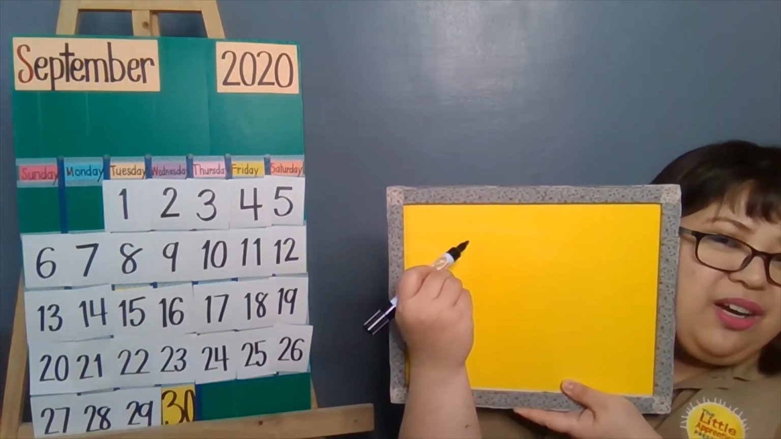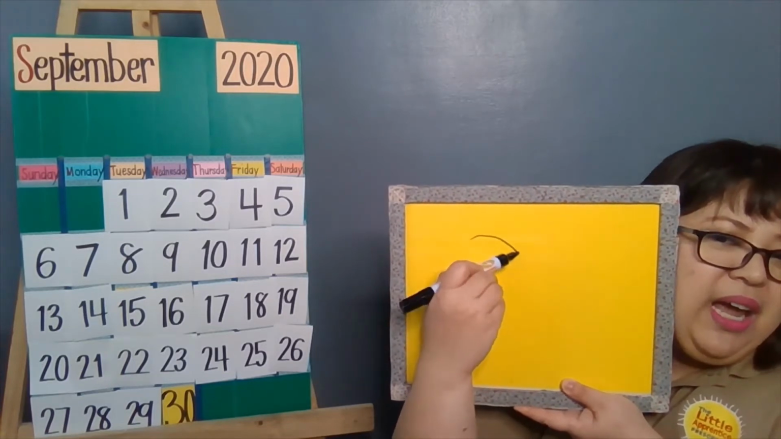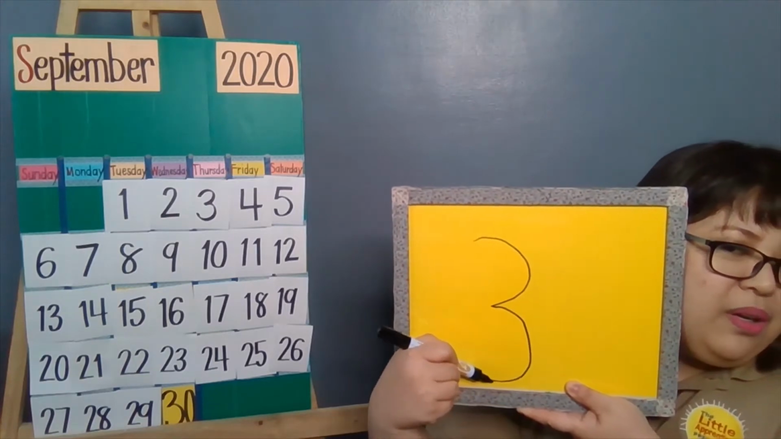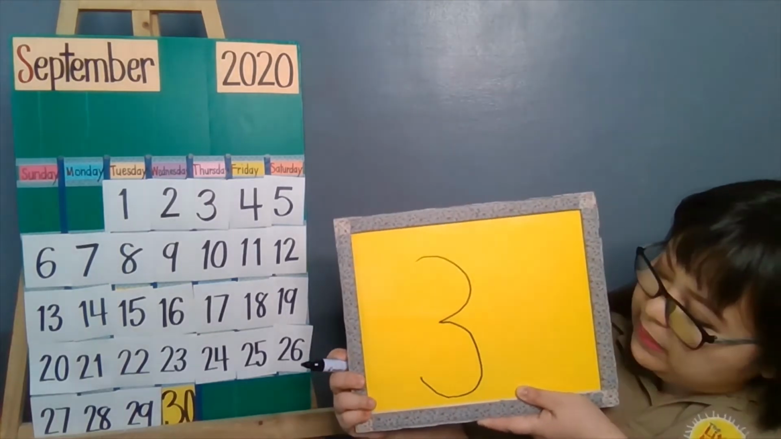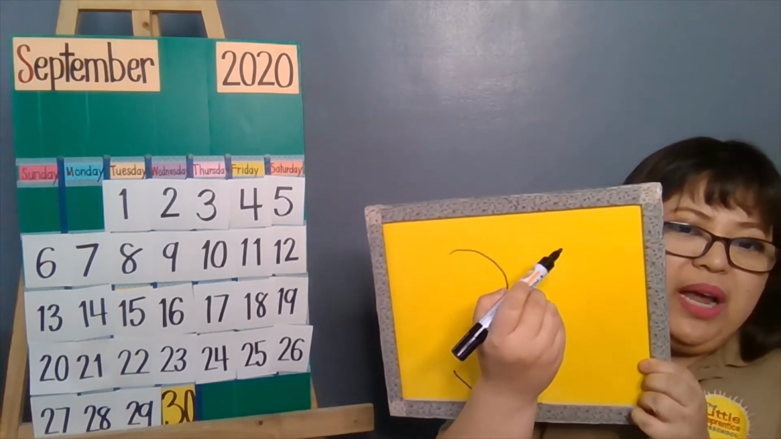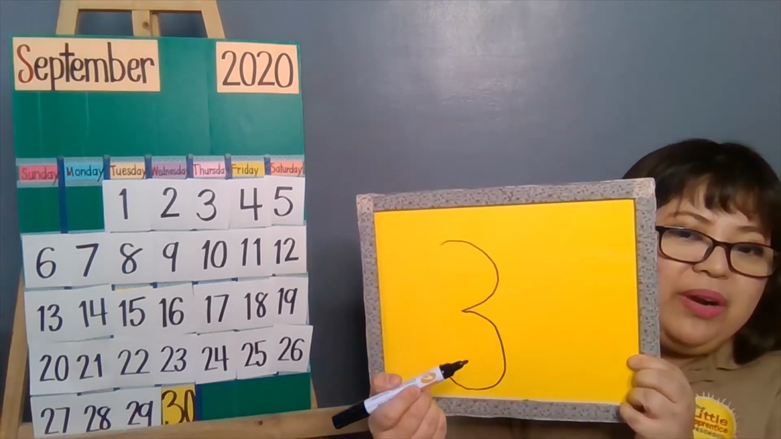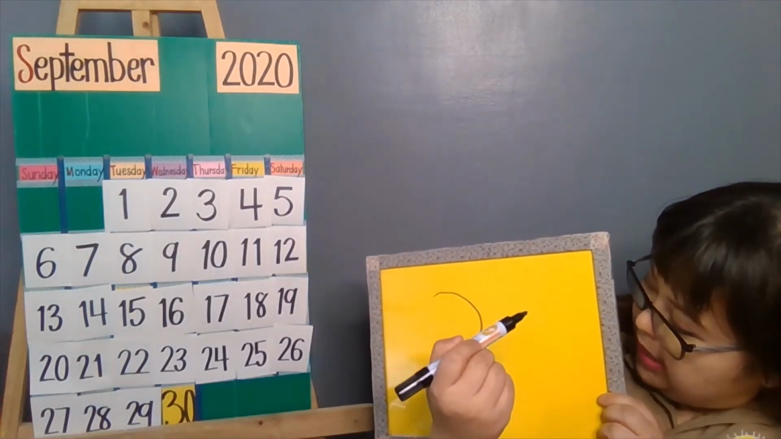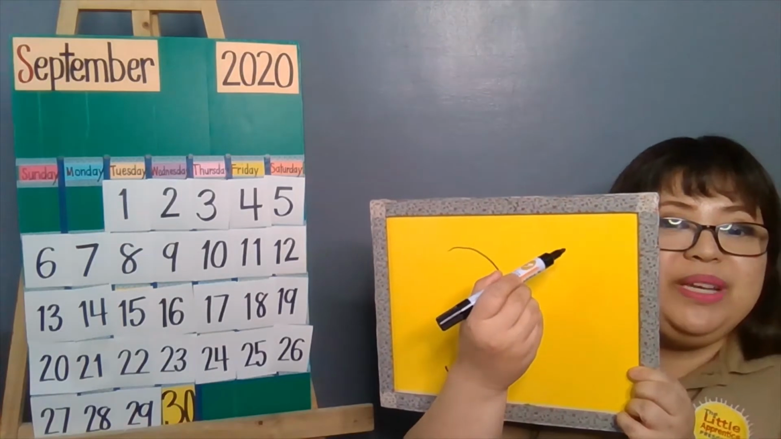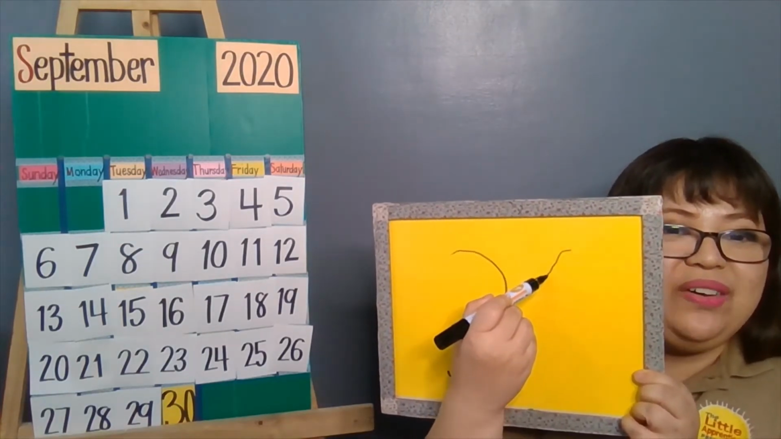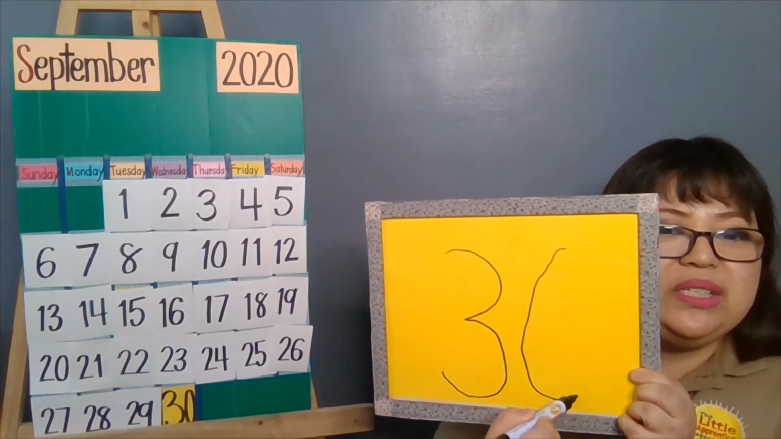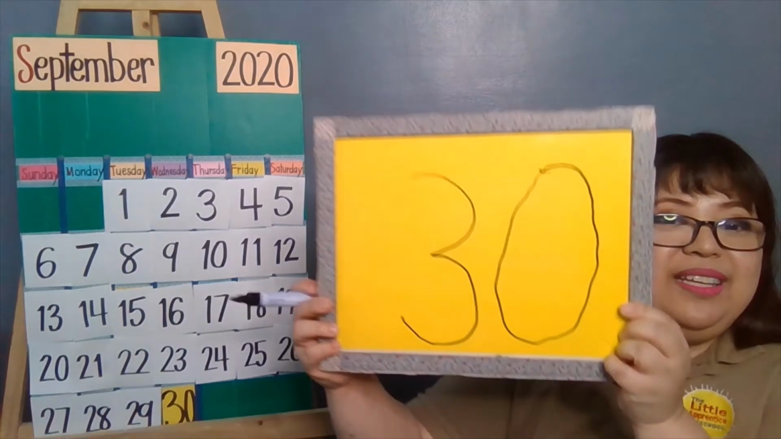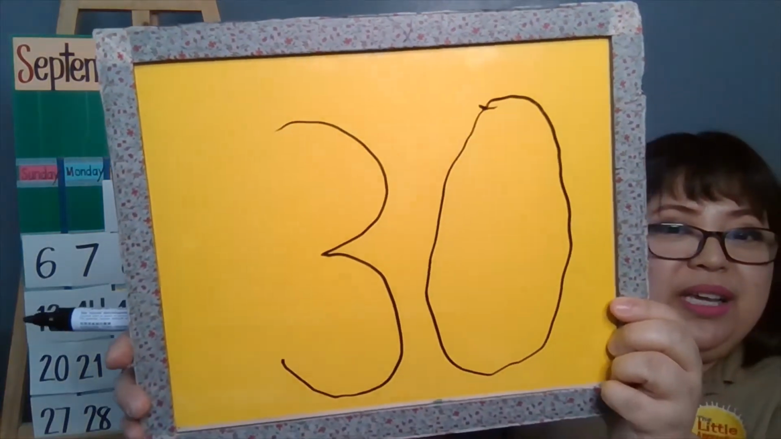Let's write it together. Pick a finger and write it in the air. One bump, two bumps. See? Looks like a butterfly swing. After we write 3 on the left side, we write a big 0 on the right. A big circle. Oh, no, I'm sorry, a big oblong. There it is. 3 and 0 make 30. Can you trace it?